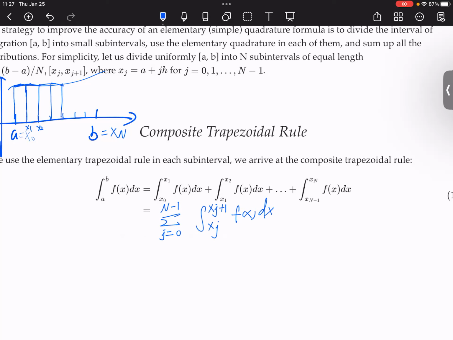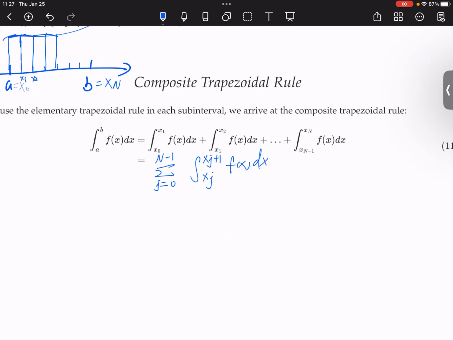Now for this specific small integral, I'm going to apply the elementary trapezoidal rule we learned before. So we got this. The elementary trapezoidal rule means that we have 1/2. This is something you have already learned from the last class. This is the trapezoidal rule.